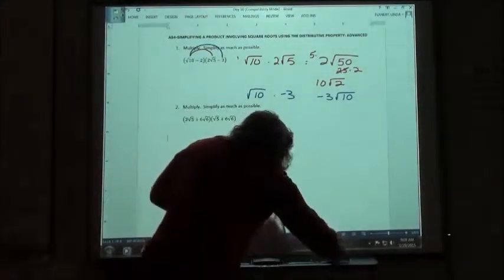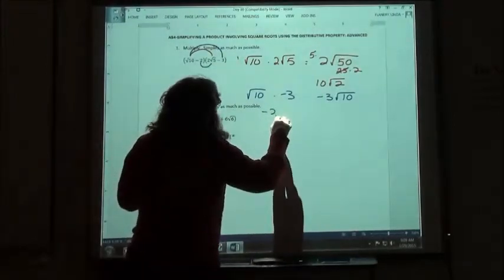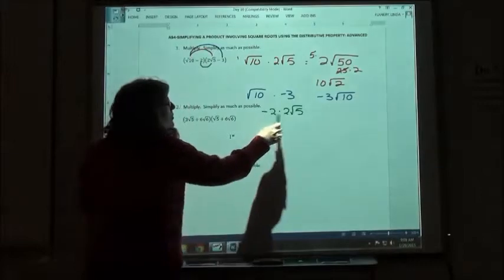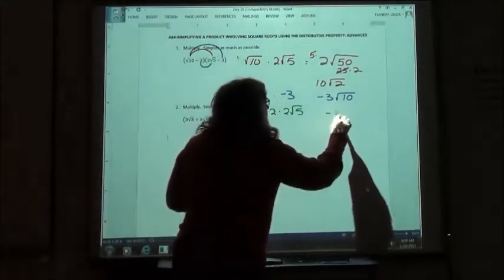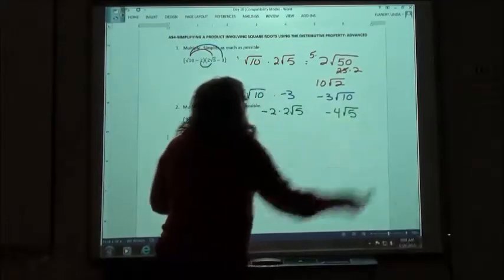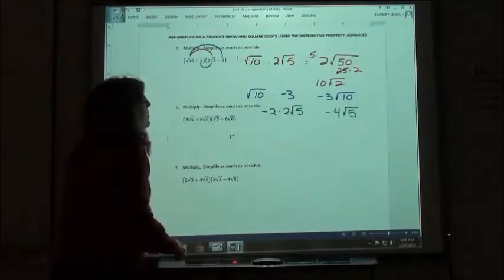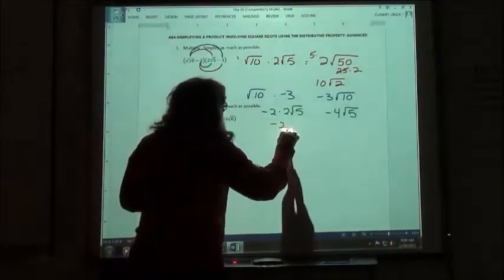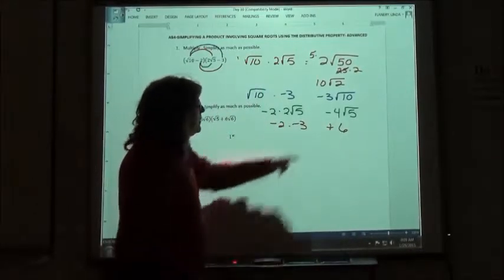We then have to do the inside pair. So on the inside pair, we took negative 2 times 2 square root of 5. We're going to multiply the whole numbers together. Negative 2 times 2 is negative 4, square root of 5. And then we're going to do the last pair. The last pair says we're taking negative 2 times negative 3. Negative 2 times a negative 3 is a positive 6.